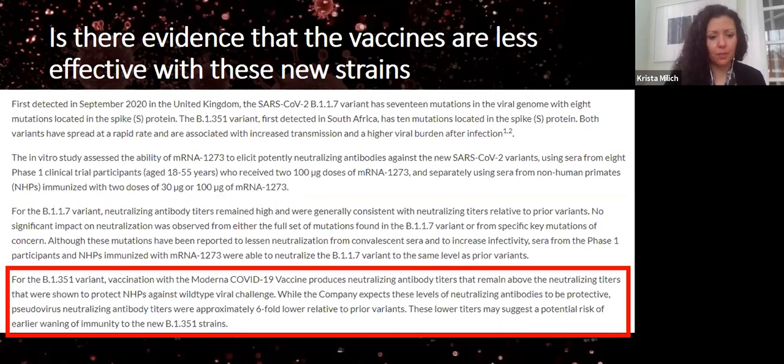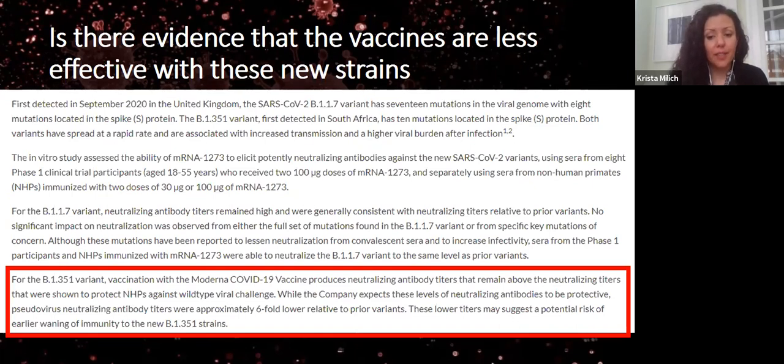Okay, the concern becomes, however, that with that variant that came out of South Africa, which is being referred to here as B1351, they say for the B1351 variant, vaccination with the Moderna COVID-19 vaccine produces neutralizing antibody titers that remain above the neutralization titers that were shown to protect non-human primates against wild-type viral challenge.